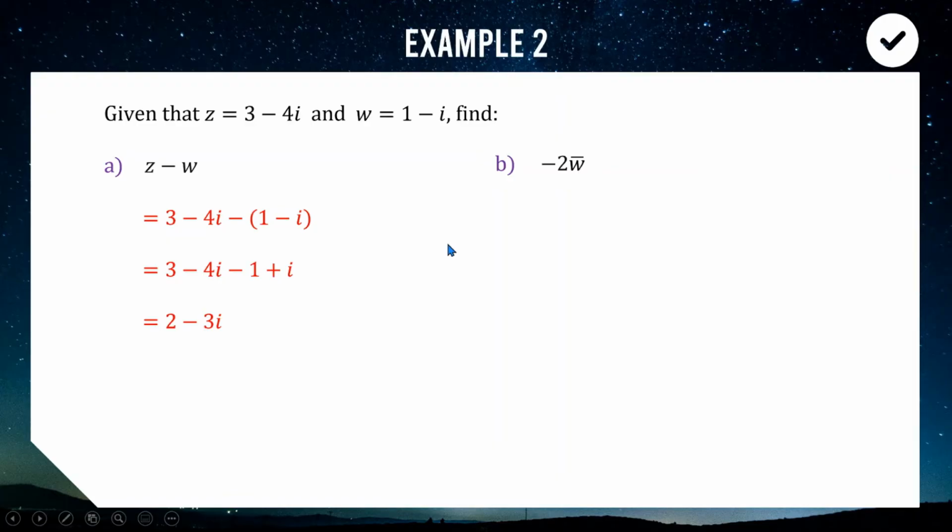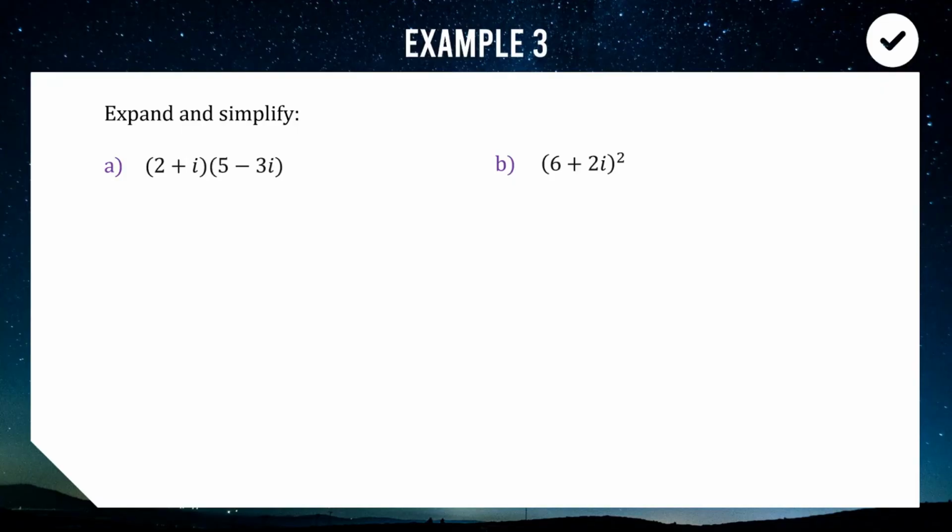Okay, for question B, we have minus 2 multiplied by w with a hat on top of it. So this means the conjugate of w. So if w is 1 take away i, the conjugate is going to swap the sign of the imaginary part. So w conjugate is going to be 1 plus i. So we're doing negative 2 multiplied by 1 plus i. Just expanding like you would normally with brackets throughout high school. So we're going to have minus 2 take away 2i. There is w conjugate multiplied by 2.